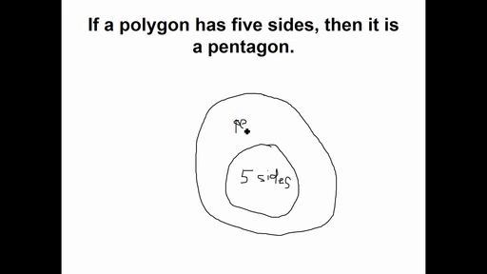So for that statement, I would be content with what you were writing, but I would hope your handwriting would be much better than this. Oh boy. Okay. So if a polygon has 5 sides, then it is a pentagon. That's how you would use an Euler diagram here.